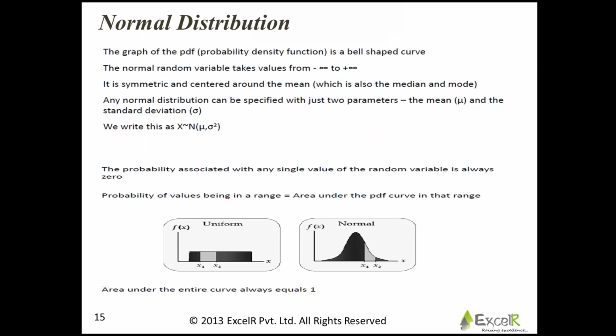Probability of the values being in a range. Yes, if I say that this session will take anywhere between 1 hour 45 minutes to 2 hours, if I give you this range, then there is a probability associated with that. So always probabilities are associated with ranges. Single number, never. It is always 0.